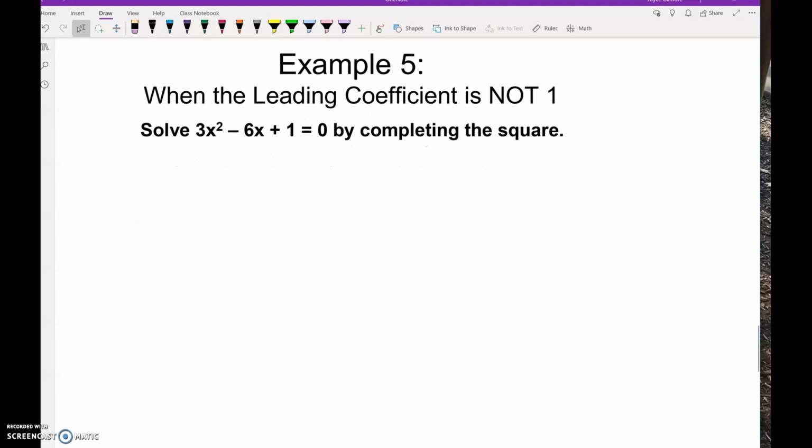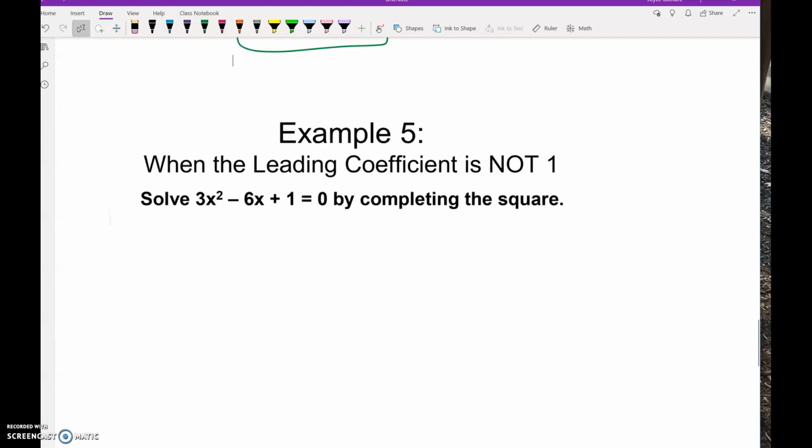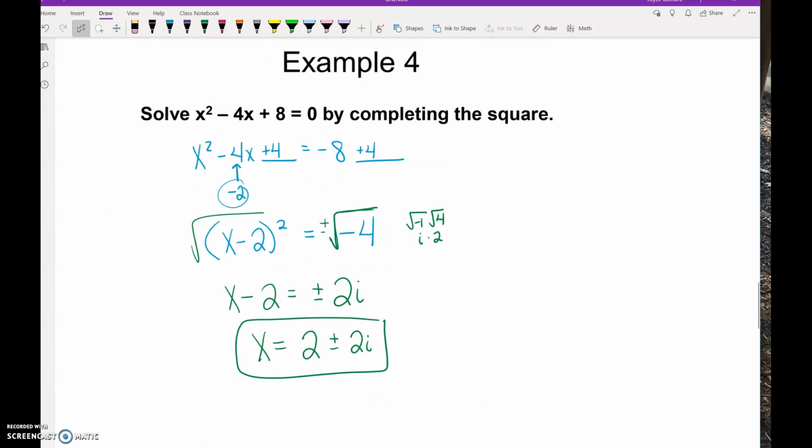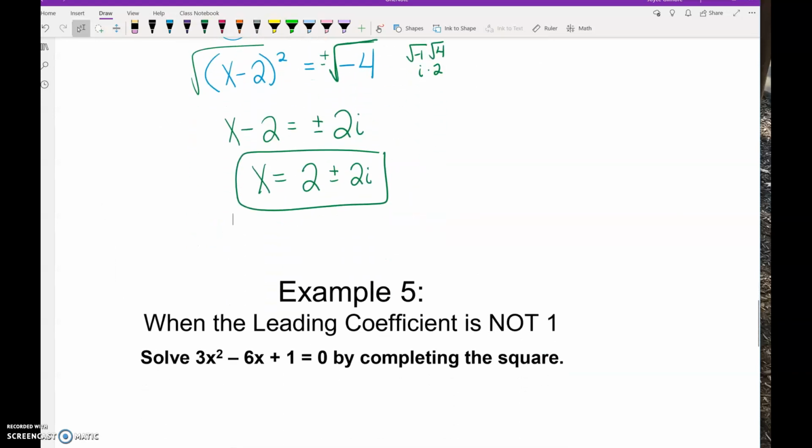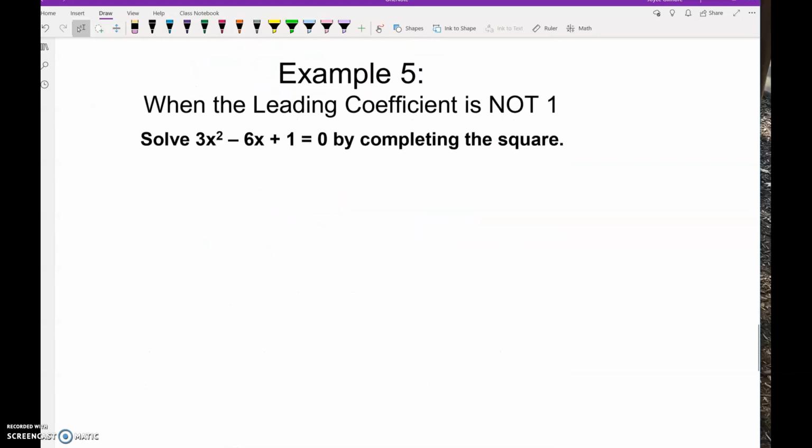This slide may not be in your notes, and I honestly don't remember if it's in the assignment or not, but it's worth going through at least once so that you can see what happens. You might notice all of these examples have had just plain x squared, 1x squared. All of the leading coefficients have been 1. This time there's a 3 in front. So what do we do if it's not just a plain x squared in the front?